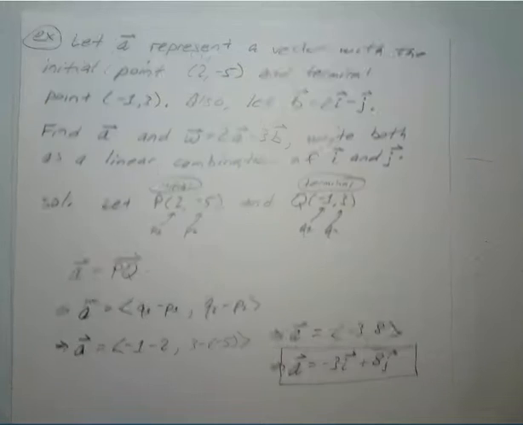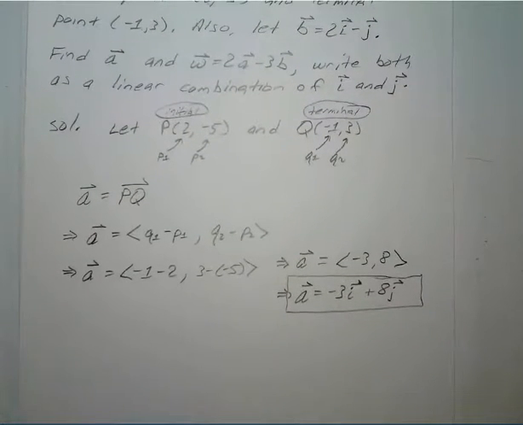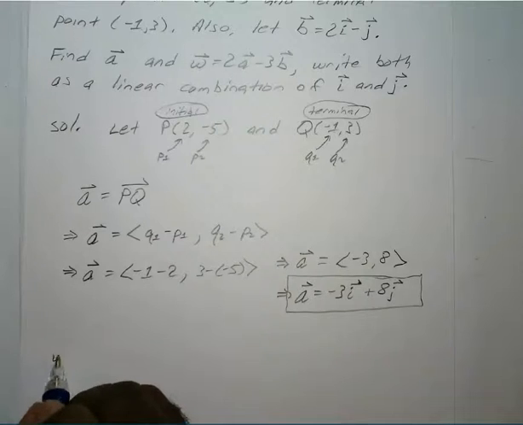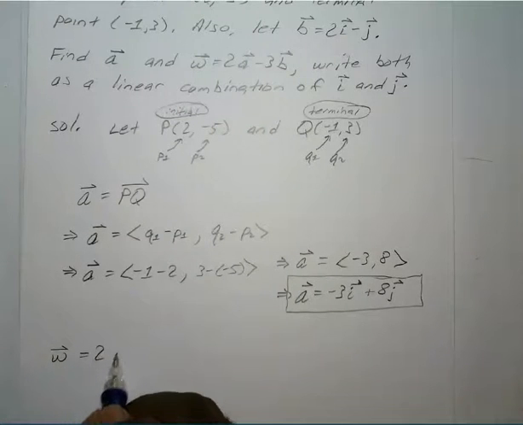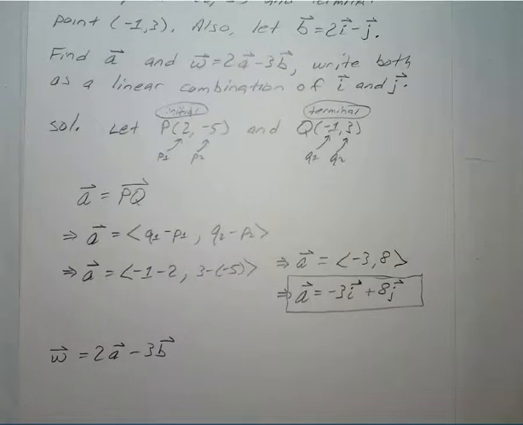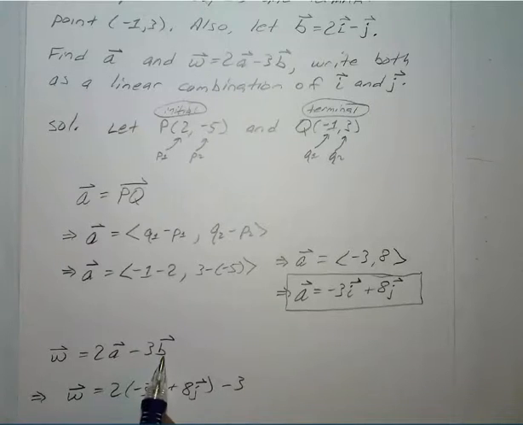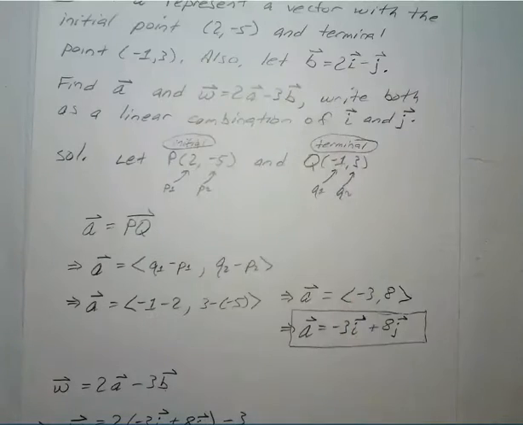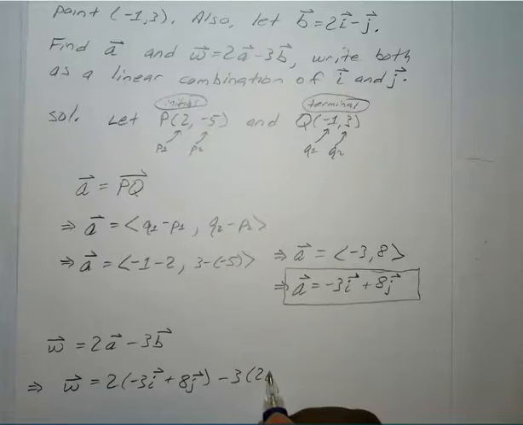All right. Now we want to solve for our W vector. W vector is equal to 2 times A vector minus 3 times B vector. That means W vector is equal to 2 times A vector, which is -3I vector plus 8 times the J vector, minus 3 times the B vector, which, going back up here, is 2 times the I vector minus the J vector.